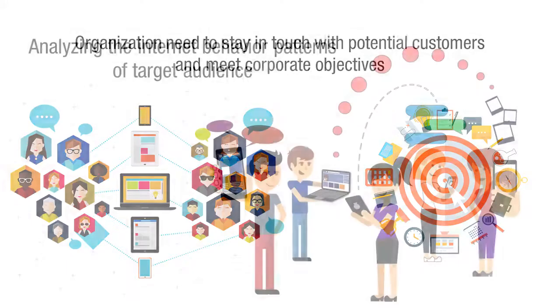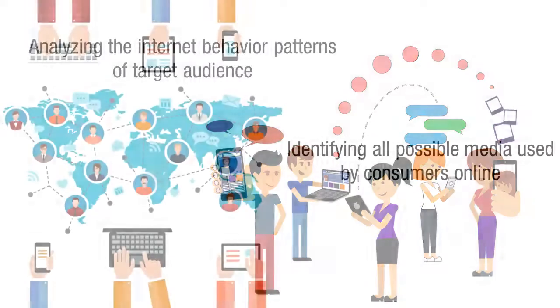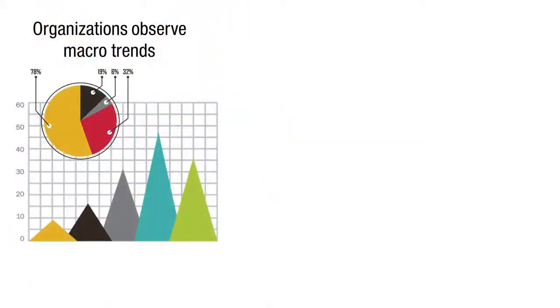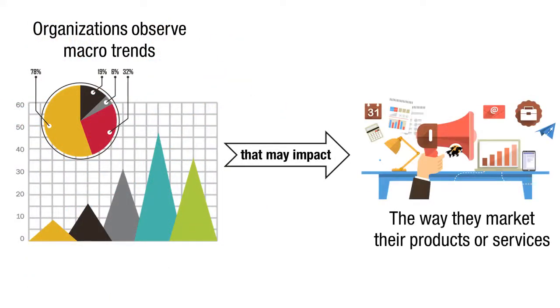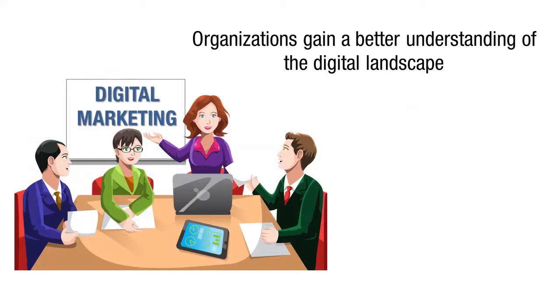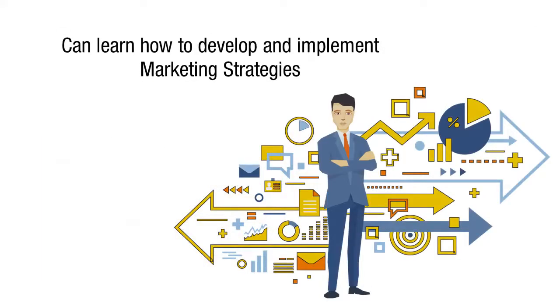The marketing team analyzes the internet behavior patterns of its target audience and identifies all possible media that are used by consumers online. Organizations observe macro trends that may impact the way they market their products or services to consumers. As a result of this process, organizations gain a better understanding of the digital landscape and learn how they can develop and implement their marketing strategies to be effective.